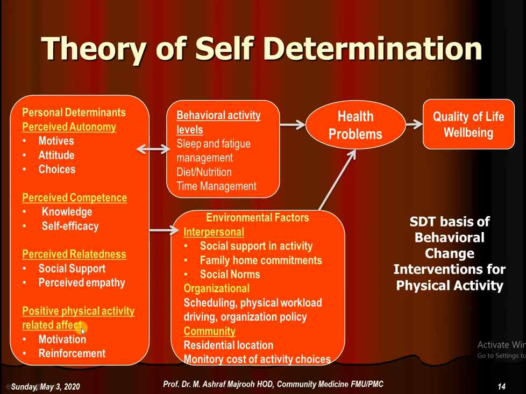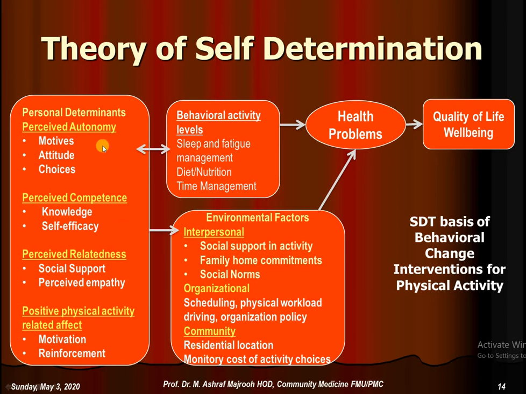The positive physical activity related effects are the motivation and reinforcement from the people and the organization. The environmental factors required to support physical activity are interpersonal social support, family and home commitments, and social norms. Then organizational support for physical activity includes the scheduling, the physical workload, and driving organization policies. These are the organizational factors that support physical activity. The community, residential location, and monetary cost of the activity of choice are modeled by the community.